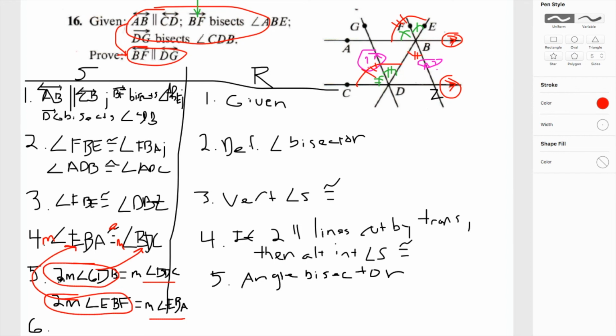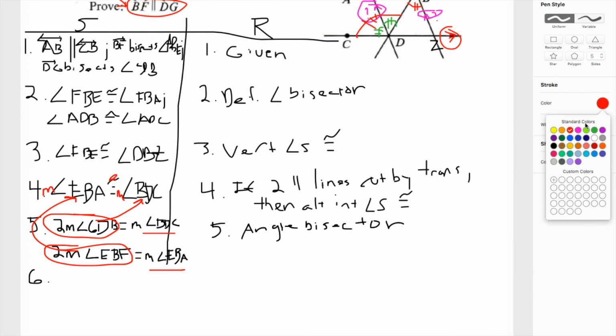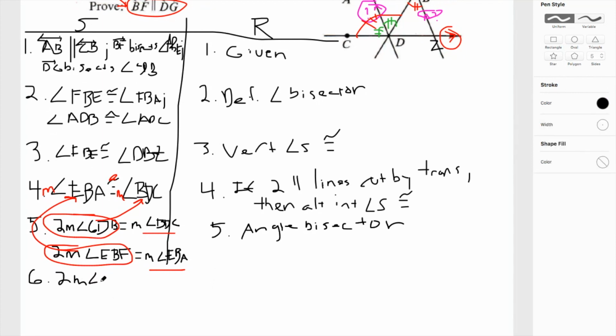We can take this expression, it equals this expression. We can substitute it in here. So here, when you have 4 expressions, and 2 equal each other, and then one of those equals something else, and one of those equals something else, when you have 4 expressions like this moving interchangeably, that's the substitution property of equality. I changed the congruency to equality here. So I'm going to write that in, that 2 measure of angle CDB equals 2 times the measure of angle EBF.